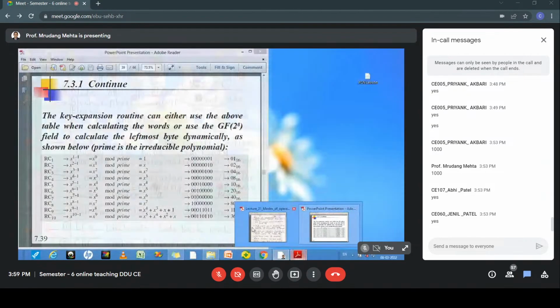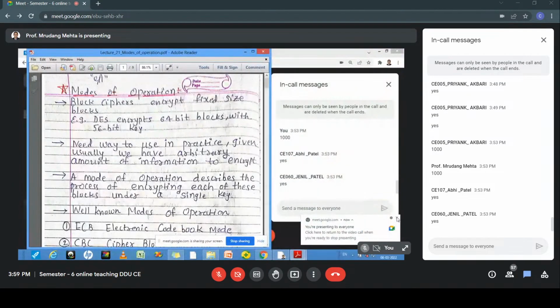Now I am starting chapter number 8. This is modes of operation. This is chapter number 8 in the textbook by Forouzan and Mukhopadhyay, Cryptography and Network Security. And I will finish this chapter today. So please pay attention. Now this is more about applying AES and DES.